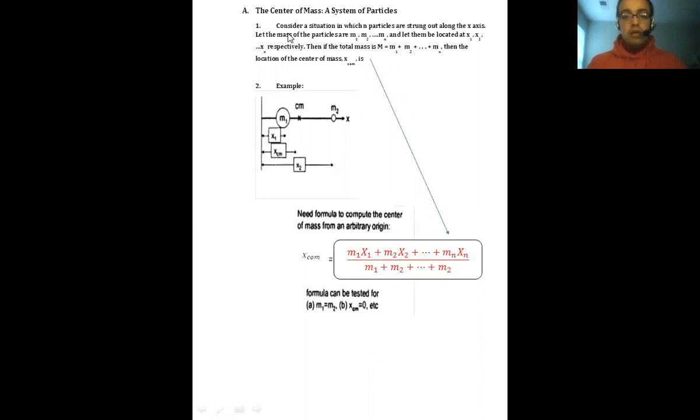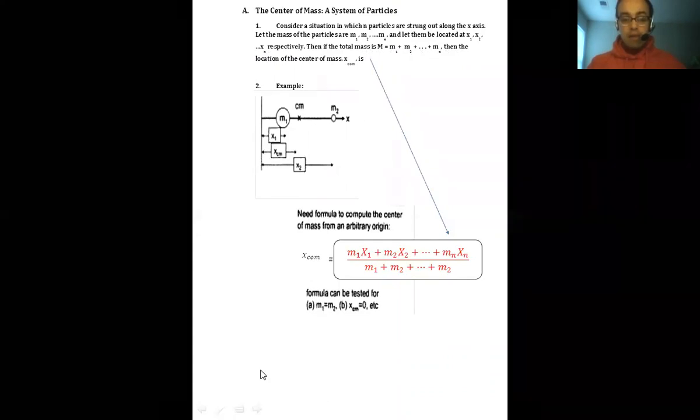So let's consider a situation where we have a bunch of particles that are strung out along the x-axis. So we have particle 1, particle 2, all the way up to particle n, located at position x1, x2, all the way up to xn. The total mass, or big M, is therefore the sum of all of these individual masses. And the location of the center of mass is going to be given by this formula.